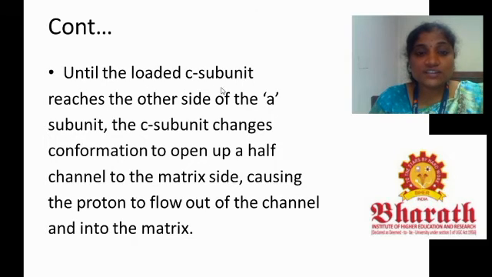Until the loaded C subunit reaches the other side of the A subunit, the C subunit changes conformation to open up an exit channel to the matrix side. When this channel is open, the proton flows out of the channel, that is, into the matrix. So there will be a conformational change occurring, which opens the channel, and once the channel is opened, the proton flows out of the channel and into the matrix.